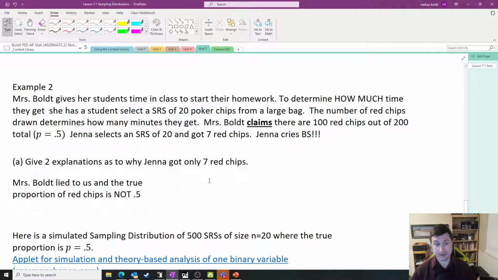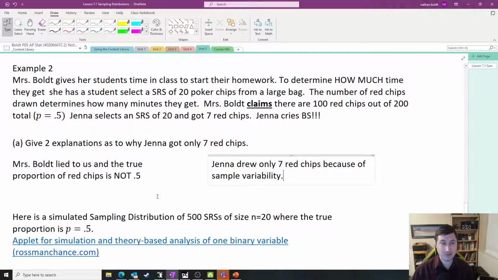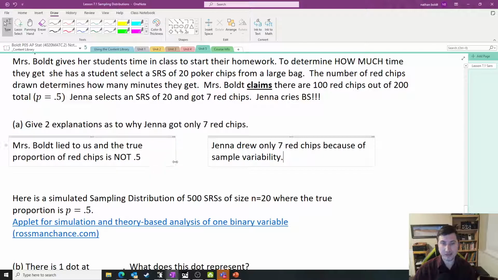The other possibility, Jenna drew only 7 red chips because of sample variability. All right, maybe it just happened to be low that time. She got unlucky. Okay? Those are our 2 plausible options. And so we have to use the sampling distribution to figure out which one of those is the way to go. All right? Was she just unlucky, or was Mrs. Bolt lying? So we're going to go back to Reese's Pieces for this.